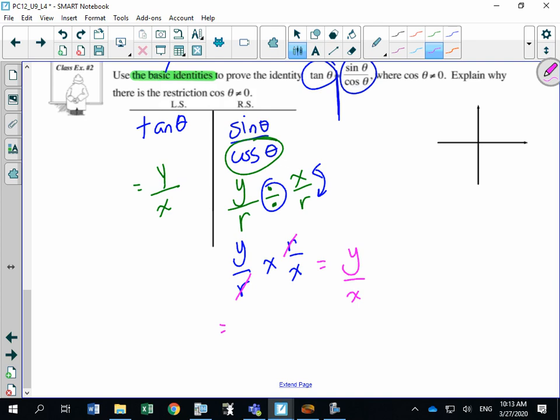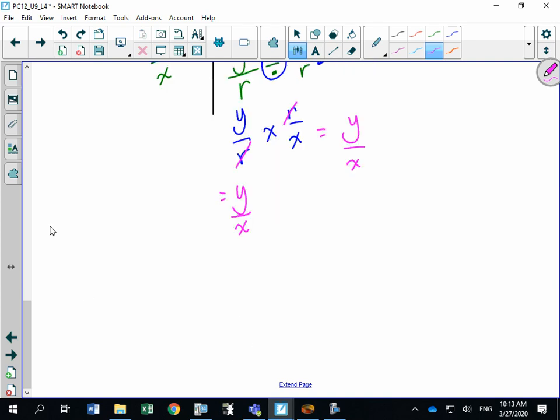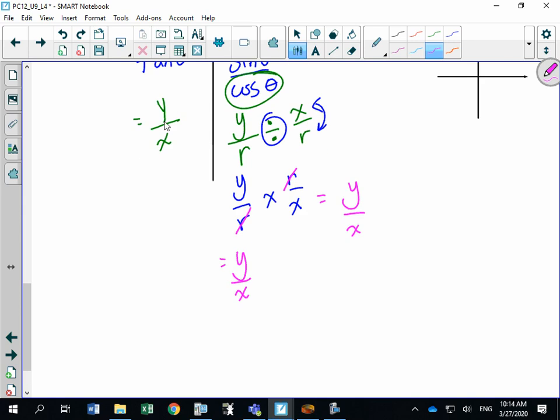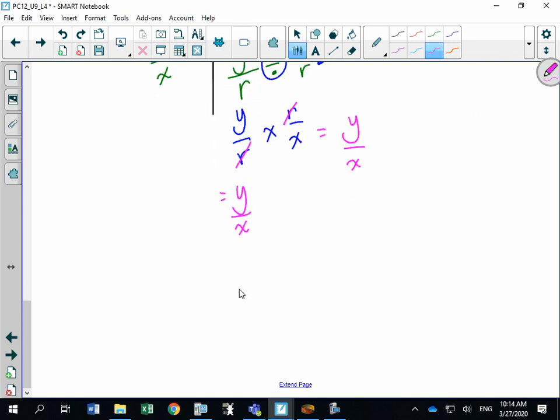So I'm just going to write that down here, y over x. As you can see, on the left-hand side, I got y over x. On the right-hand side, I got y over x. So now I can write left-hand side is equal to right-hand side. And then I'm going to end my identity with a little box saying that I've proven my identity, that left-hand side equals right-hand side.